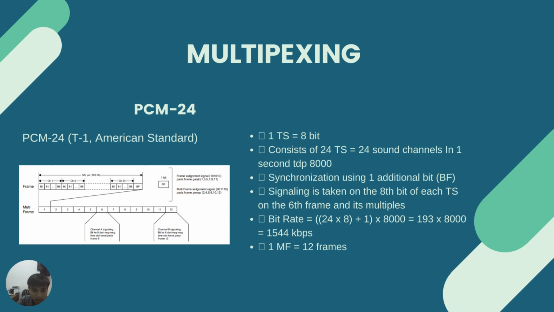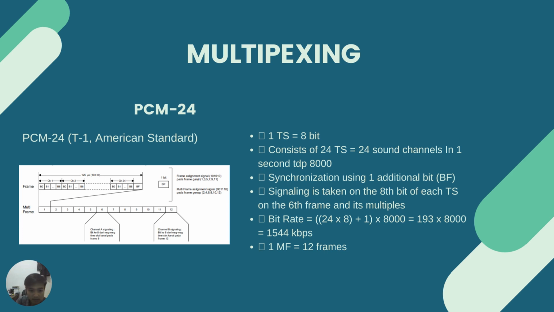This is the American standard, and it has 1 TS equal to 8 bits as previously, but consists of 24 TS, equal to 24 sound channels, in 1 second with a sampling rate of 8,000. Synchronization uses one additional bit, or PA, and signaling is taken on the eighth bit of each TS on the sixth frame and its multiples.